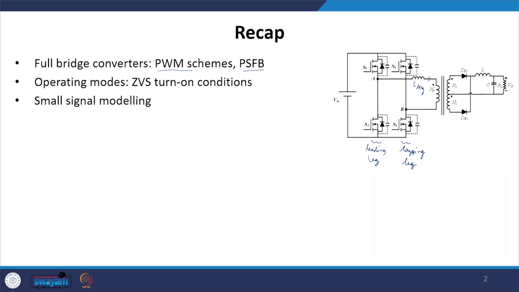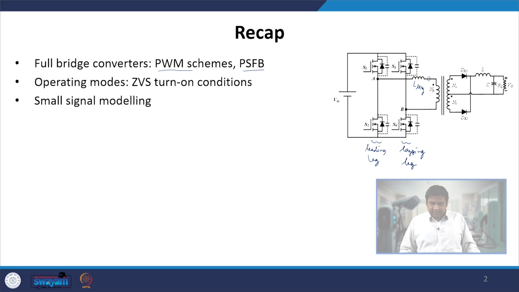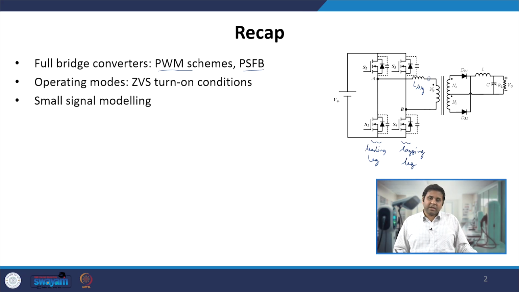So that also has to be addressed, and one can address it by using peak current mode control by measuring the transformer primary current. So these were the things we have discussed in detail. We will now move ahead to another isolated DC converter called the dual active bridge converter.